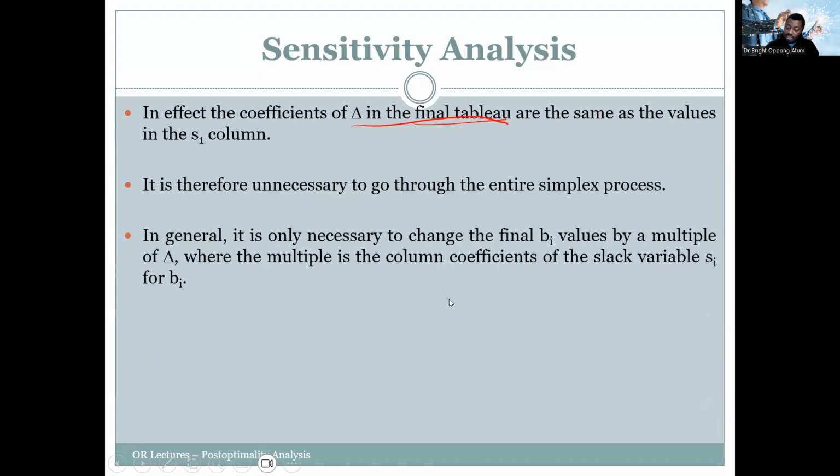So it is therefore unnecessary to go through the entire simplex process. This is key, it's very significant here. When you're looking at the change in the BIs, you don't need to go through the entire initial solution and solve the tableau, do your iterations. There's no need to go through the entire problem. So in general, it is only necessary to change the final BI values by a multiple of the change, where the multiple is the column coefficient of the slack variable.